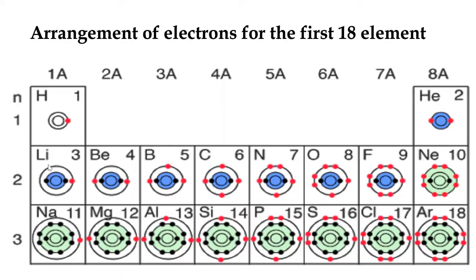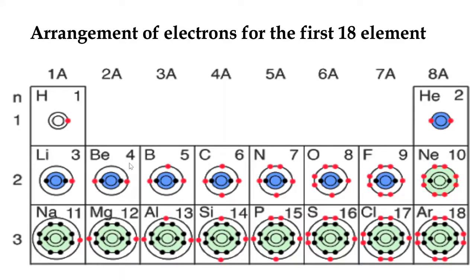Its symbol is Li and its atomic number is 3. So inside you have the nucleus, and 2 electrons are there in the first shell, that is K shell. After K we have L shell. So one more electron is remaining. 2 are already there in the first shell, so 1 is remaining. That particular electron goes into the second shell.